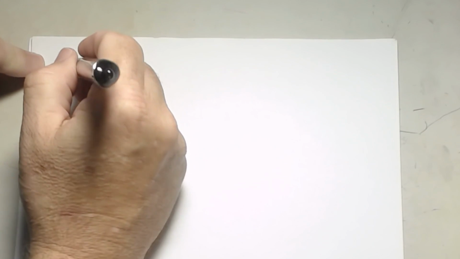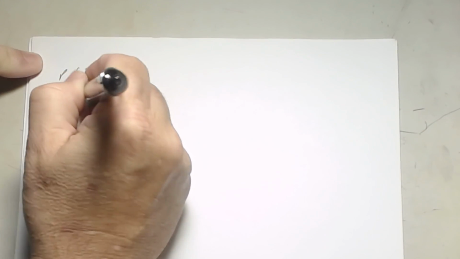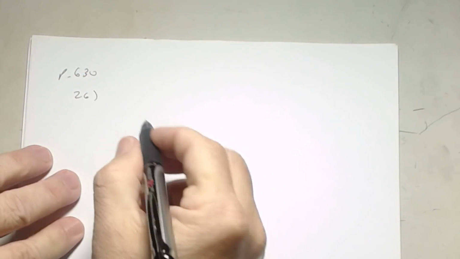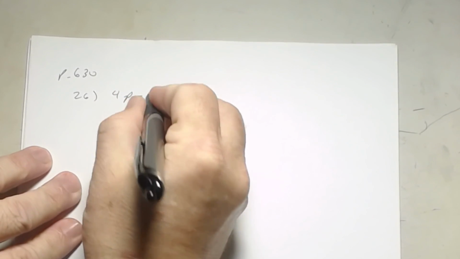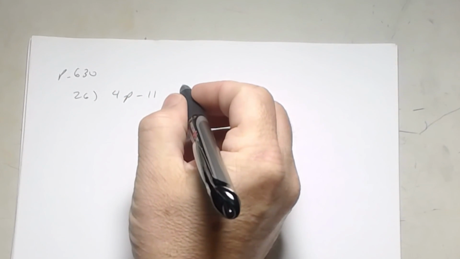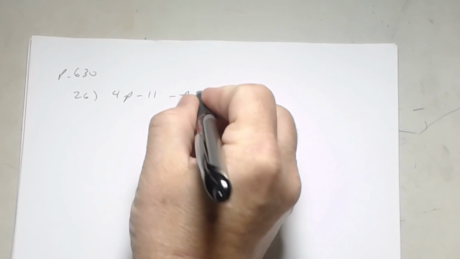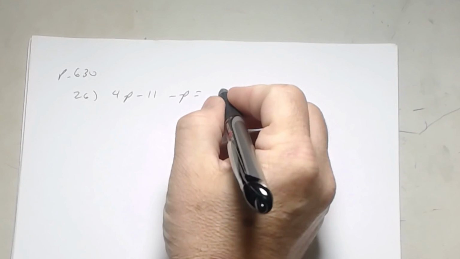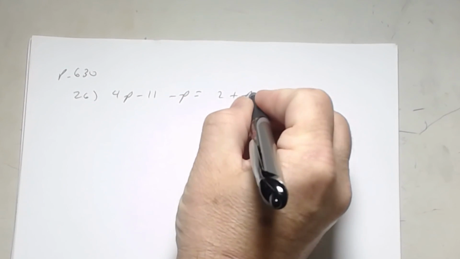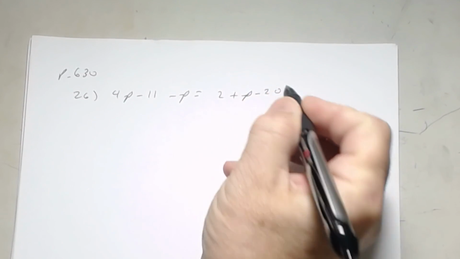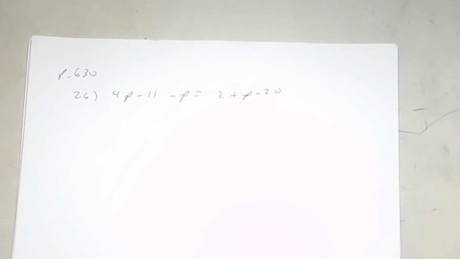Let's do number 26. This is 26 on page 630. You have 4p minus 11 minus p equal 2 plus p minus 20. So 4p minus 11 minus p equal 2 plus p minus 20.